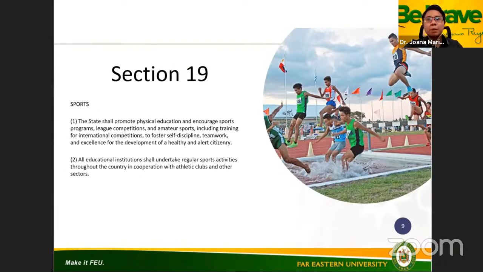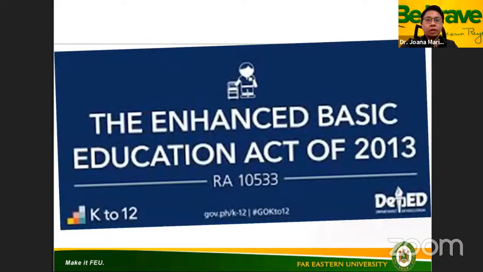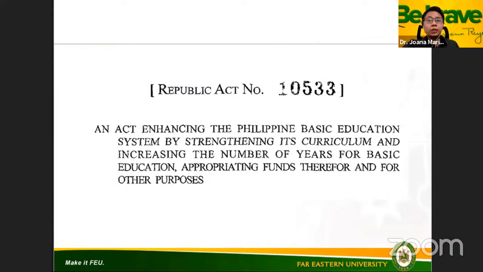Okay. And then, baba tayo, pagdating ng K-12 implementation, nagkaroon tayo ng Enhanced Basic Education Act of 2013 or Republic Act 10533. Okay. So, in this Republic Act, it is an act enhancing the Philippine basic education system by strengthening its curriculum and increasing the number of years for basic education, appropriating funds, therefore, and for other purposes. Ibig sabihin, ito yung batas kung saan nagpa-implement sila ng K-12 curriculum. Ito yung nakaangkla na batas.